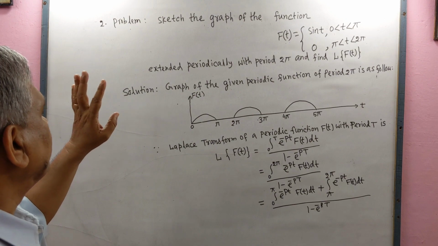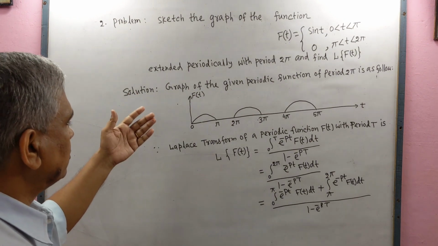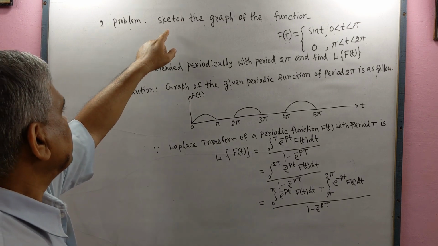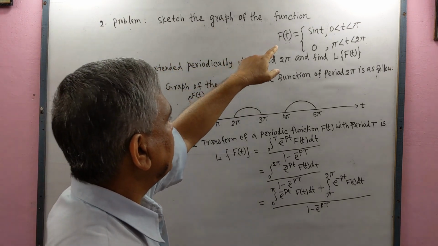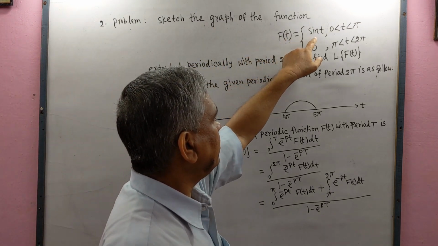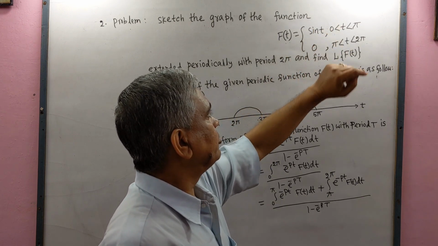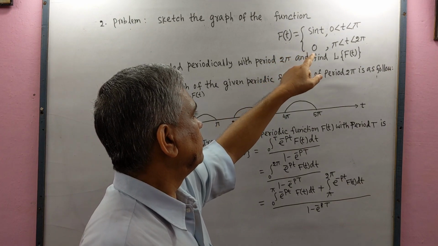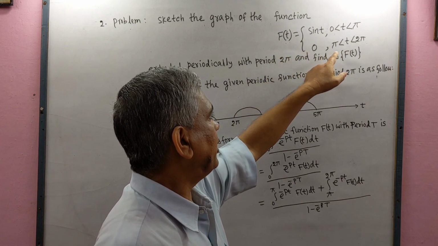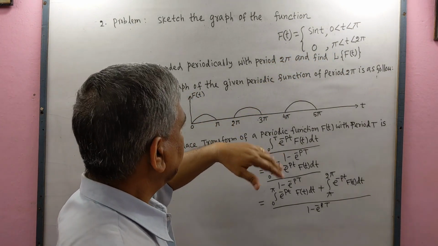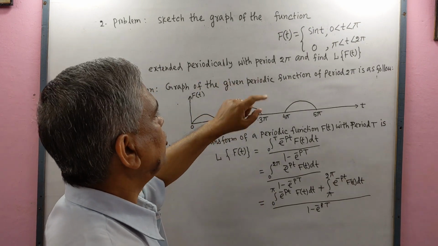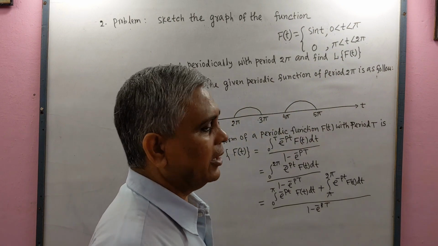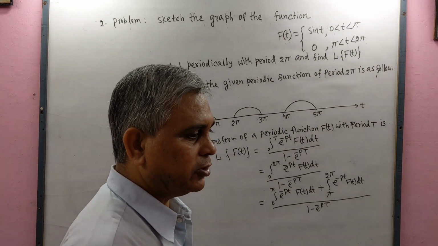Now we solve a problem related to periodic function. Sketch the graph of the function f(t) equal to sin t when t lies between 0 and pi, and f(t) equal to 0 when t lies between pi and 2 pi. This is extended periodically. Which period? 2 pi. And find L{f(t)}, the Laplace transformation of f(t).